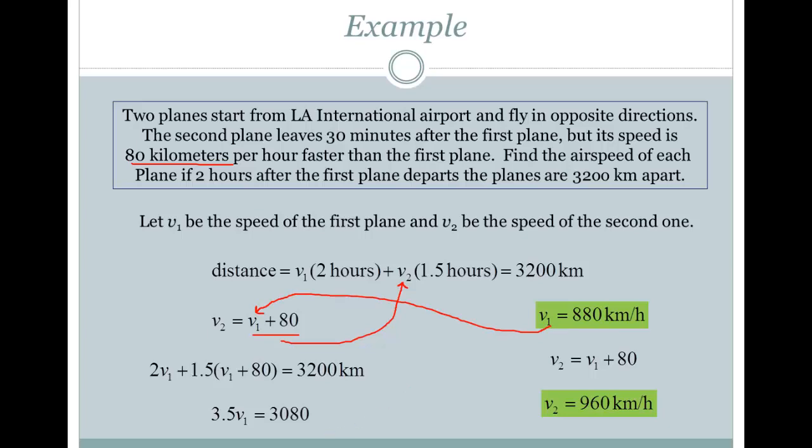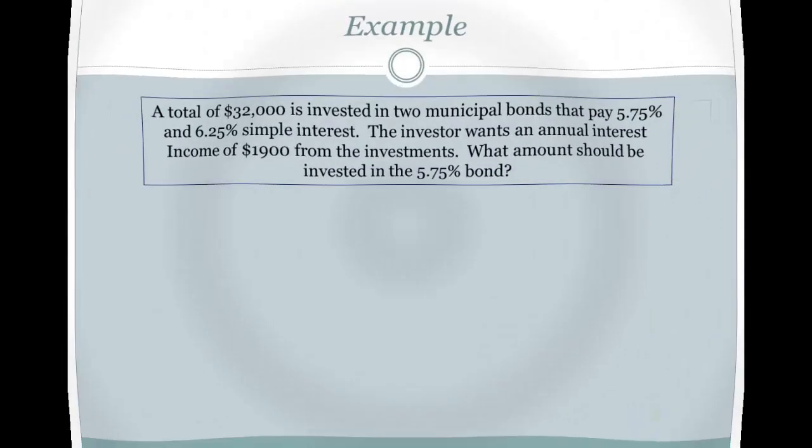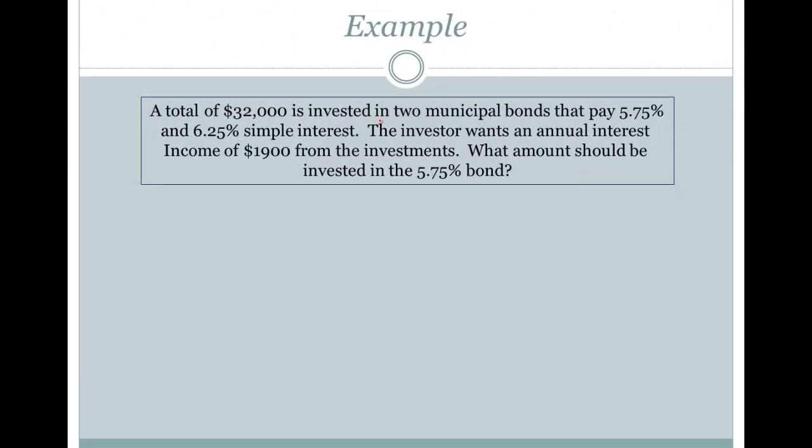So another example, a little bit more challenging here. A total of $3,200 is invested in two municipal bonds that pay 5.75% and 6.25% simple interest. The investor wants an annual interest income of $1,900 from his investments. What amount should be invested in the 5.75% bond? Again, a lot of words, have to break it down. Keywords, total investments $3,200. I'm going to put some in this one and some in this one, but I know what my outcome is. I want a total amount of interest to be $1,900.